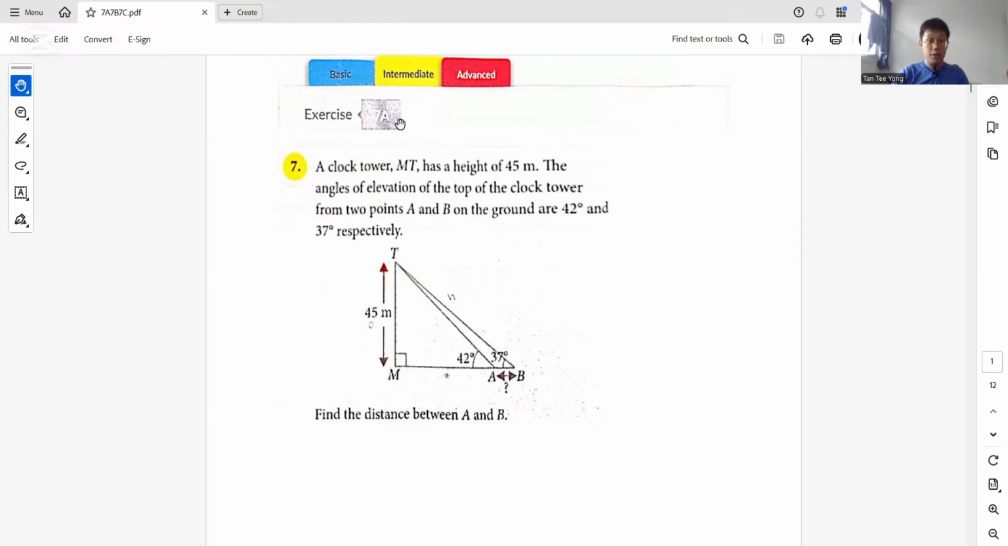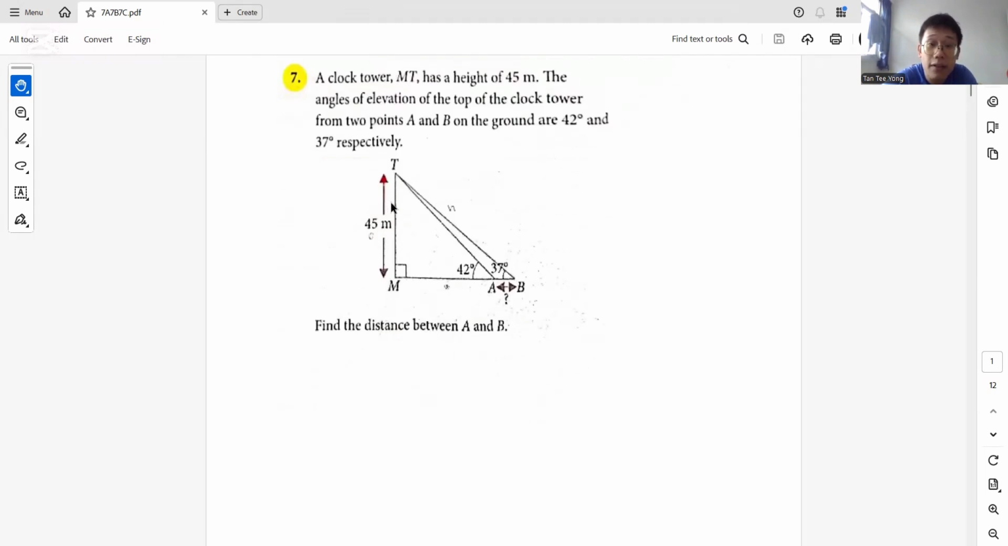Let's go through question 7. A clock tower MT has a height of 45 meters here. The angle of elevation of the top of the clock tower from two points A and B on the ground are 42 and 37 degrees respectively. So the angle of elevation from A to the top T is 42, and from B to the top T is 37. The diagram is very nicely given, so we can make use of it. What they want us to do is to find the distance between A and B, this question mark over here.